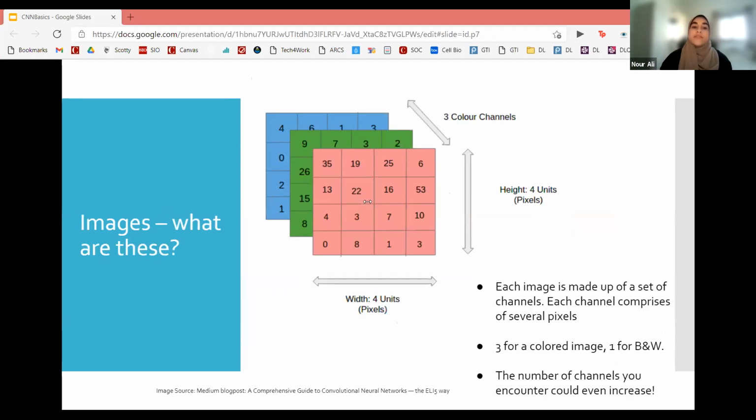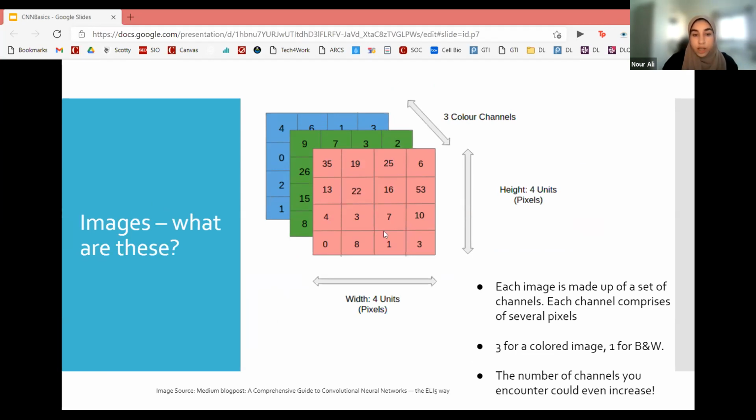Okay, so before we dive into the forward function of the CNN, let's take a second to talk about what exactly it is we want to detect and how the input looks. Let's start with images. If we have a colored image, it's going to be comprised of 3 channels, one for red, one for blue, and one for green. And if it's black and white, we'll just have one channel.